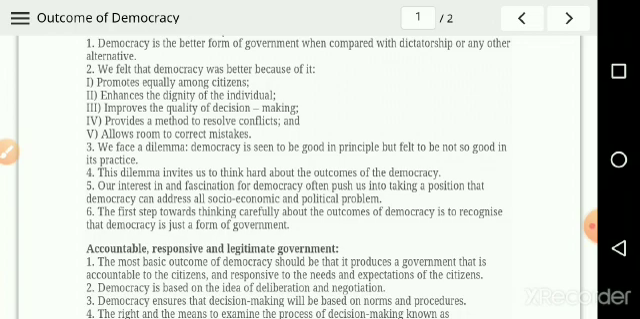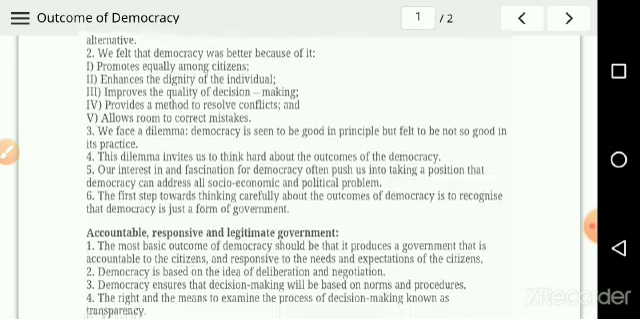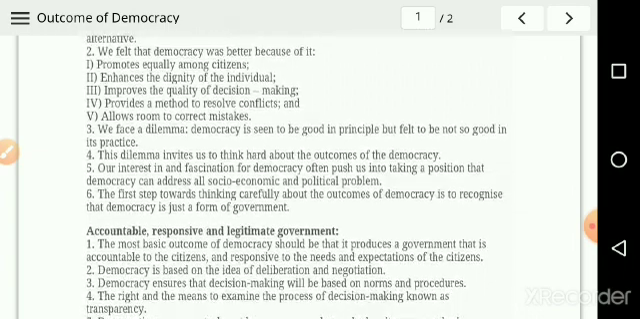Then third point, it improves the quality of decision making. In the 9th standard we have seen that it may delay taking the decision. There may be debates and discussions for many days, but they will take a better decision. Every day it is improving in the decision making process, and the quality of decision making is also improving. Then fourth point, it provides a method to resolve conflict.